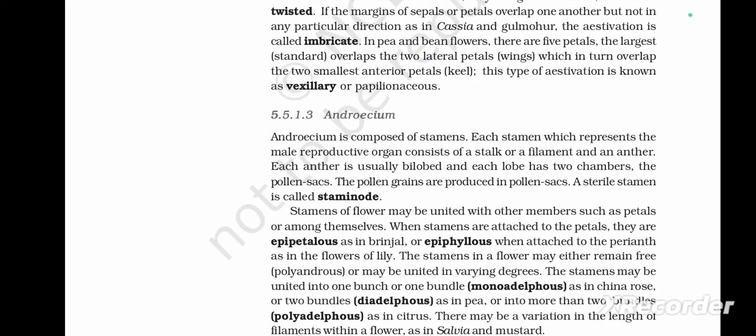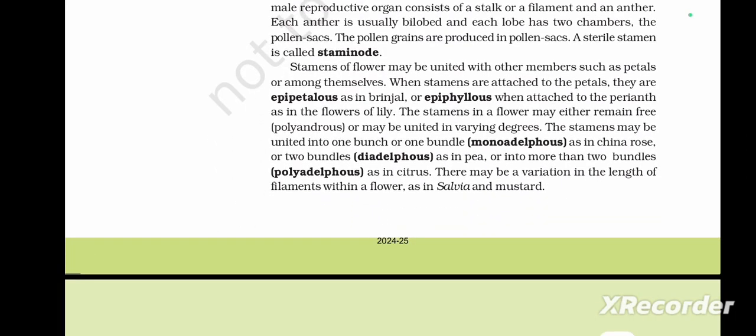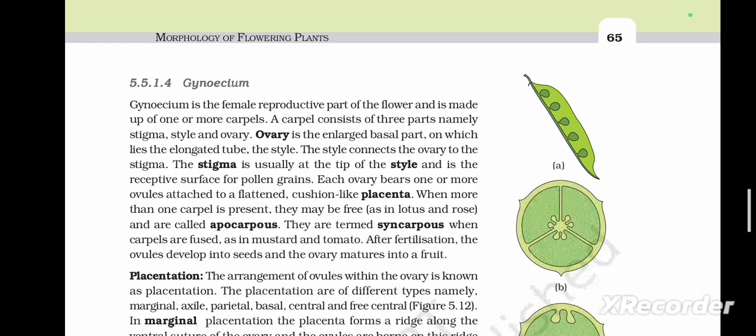The stamens in a flower may either remain free, meaning polyandrous, or may be united in various degrees. The stamens may be united into one bunch or one bundle, that is monoadelphous, as in China rose, or two bundles, diadelphous, as in pea, or into more than two bundles, polyadelphous, as in citrus. There may be a variation in the length of filaments within a flower, as in salvia and mustard.